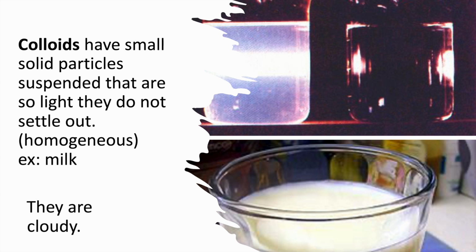Colloids, you saw in the video, they have small solid particles. They're suspended and they're so light that they do not settle out. A great example of this is milk. Milk, you will notice on the label, often says that it's homogenized. This is because colloids are homogeneous.